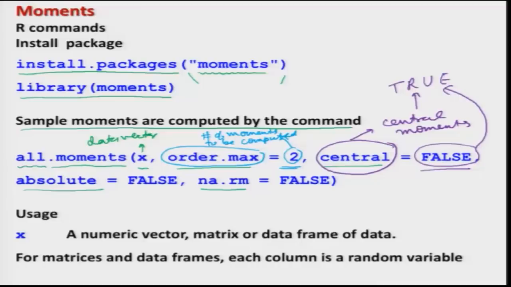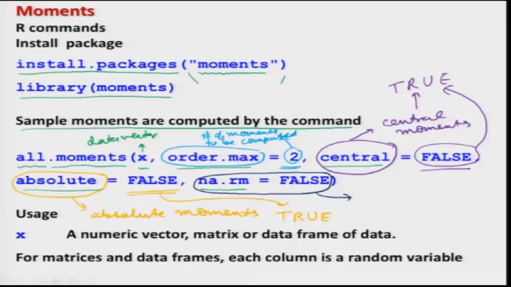Similarly, the next option is absolute. So, absolute will give you the values of absolute moments. The default value which is taken in the command all.moments is FALSE. But in case you want to compute the absolute moments, you simply have to replace this FALSE by logical TRUE. And the last syntax, it is known to you now, this is na.rm equal to FALSE. So, this will help us in the case of missing values. Means if you want to compute when the missing values are present, then what you need to do? You simply have to change this logical FALSE to logical TRUE, capital T R U E.